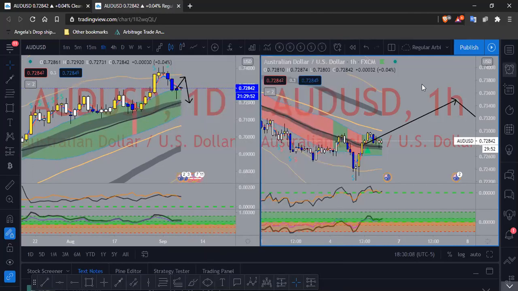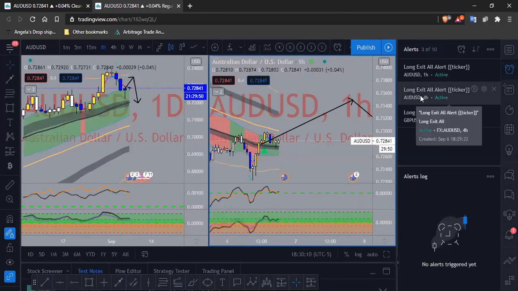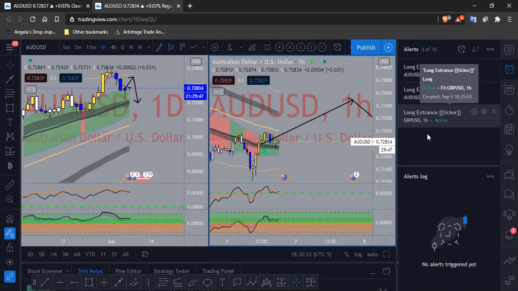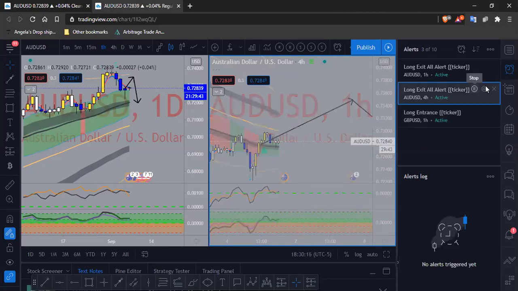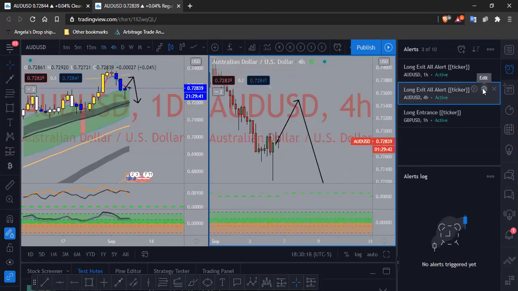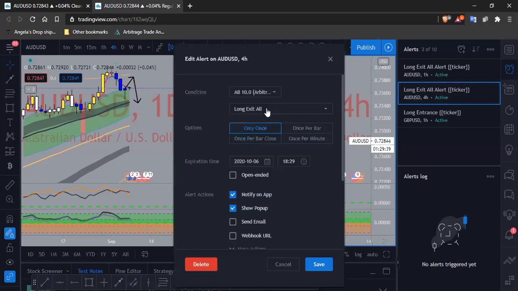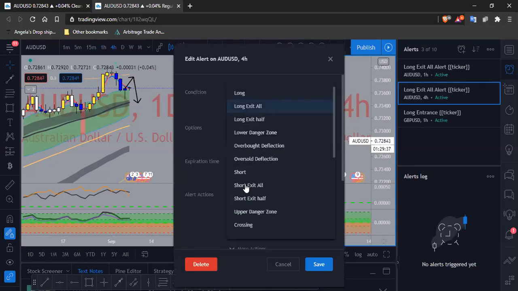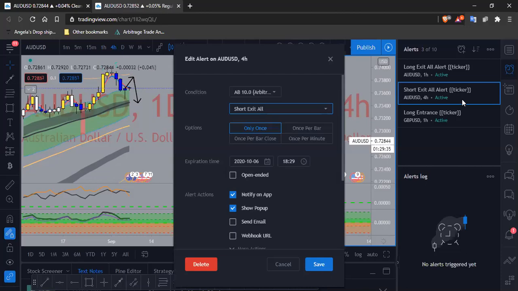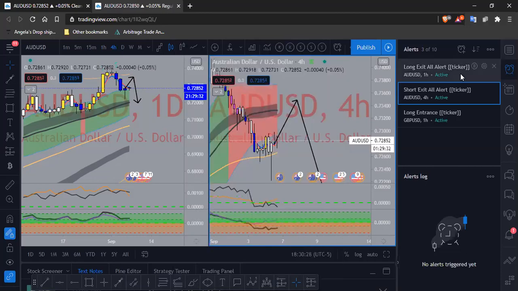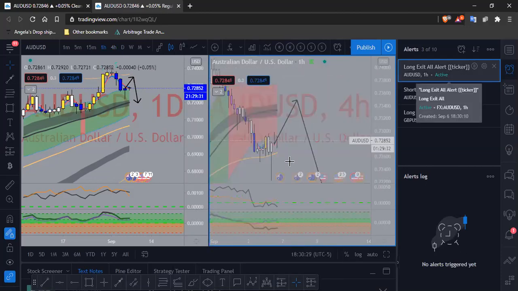And so I have AUD. I meant to make this a short exit all, actually, now that I think about it. I don't know why I left it as a long exit. Short exit all, save, there we go. And then I have the long exit all for this one because I'm getting into this buy right now.